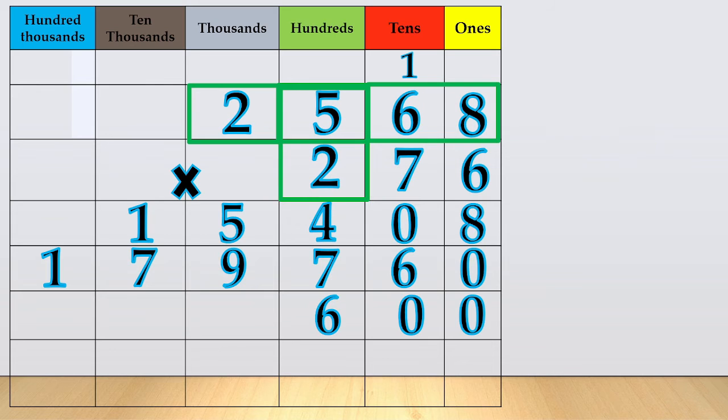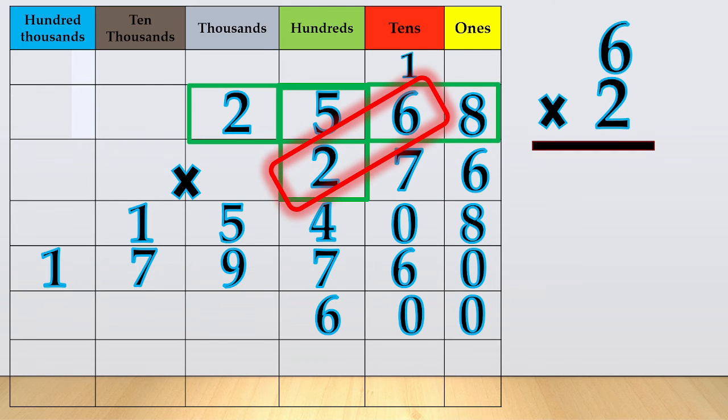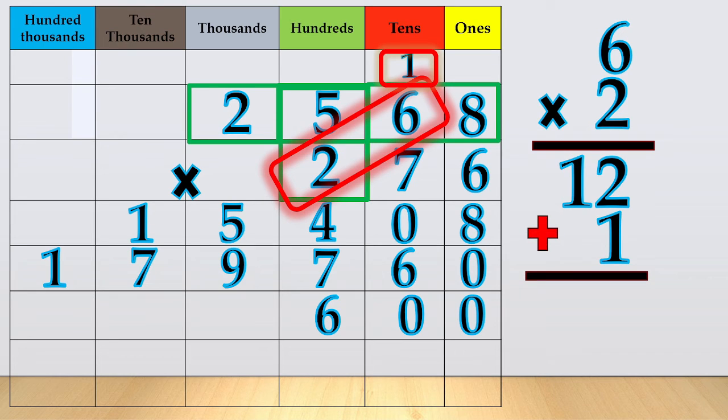Then, multiply 6 times 2. 6 times 2 is equal to 12. Add the 1 that we have carried over. So, 12 plus 1 is equal to 13. So, we need to regroup. 1 will be carried over in the hundreds place column above 5 and 3 under the thousands column.